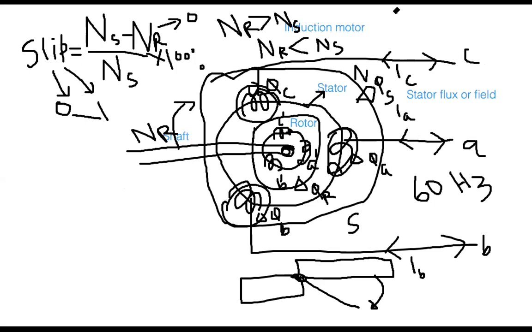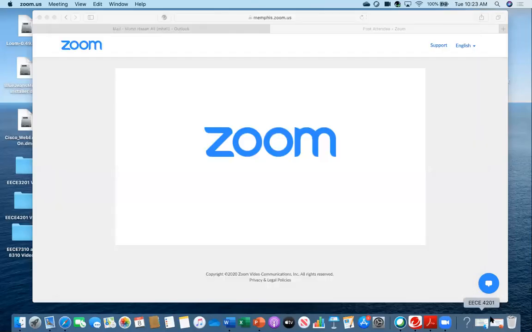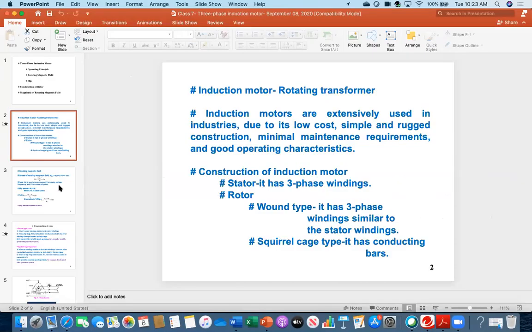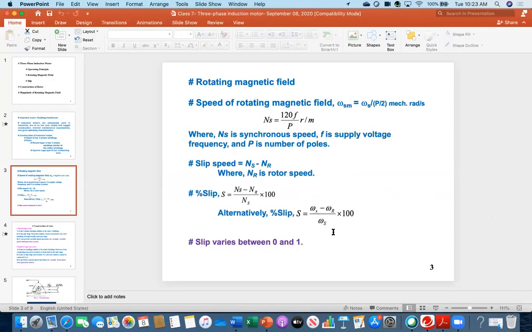Okay, so with that, everybody now go back to that slide where I was originally. I was explaining, and you see the next slide. Actually, I explained all those things here. The speed of the rotating magnetic field is 120 f over P, revolutions per minute. Today we will solve a numerical problem, and at that time we can use this equation.